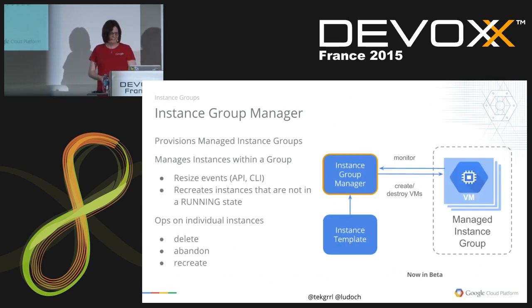And the instance group manager, I'm not going to get into this too much, but it basically manages the process of adding machines and taking machines away from the managed instance group. It can be accessed via an API or via a CLI. And you can do things like deleting instances from the group. You can take an instance out and say, this instance is special. I don't want it in the group anymore, but I want to keep it. I can abandon it from the group. Or you can recreate your instances. And because these instances are all identical, they can all be replaced by other instances that are identical. We don't care whether a particular machine exists. We just care we have a number of them.